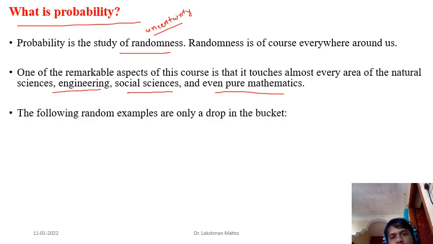So here is a random example from a random perspective that I have taken. Even these are just a few examples; you can get several more. I told you that everywhere you observe randomness. There is nothing where you can't see randomness.